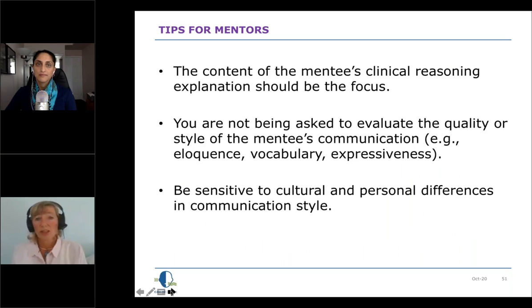Really, what you're focusing on is the content of the mentee's clinical reasoning explanation. You're not being asked to evaluate the quality or the style of the mentee's communication, how eloquent they are when they're discussing it, what vocabulary they're using, how expressive they are.